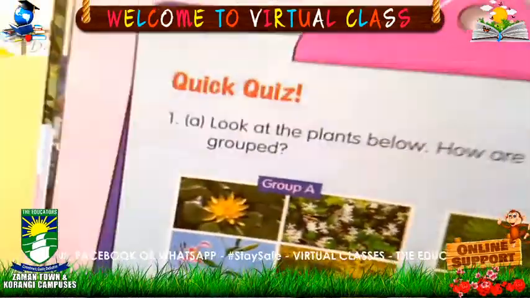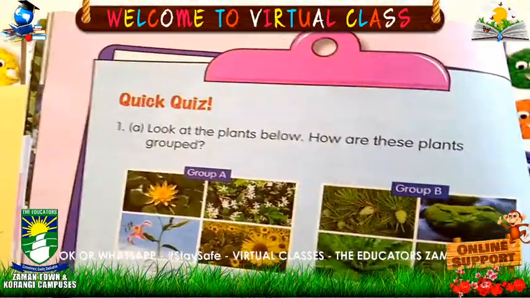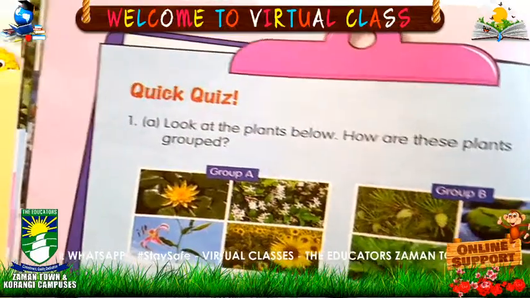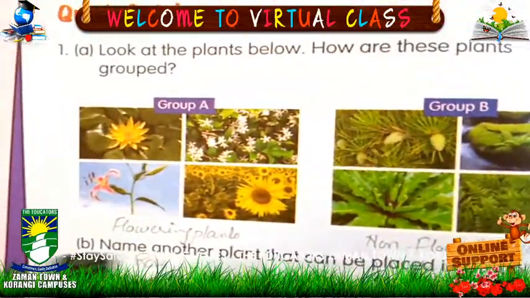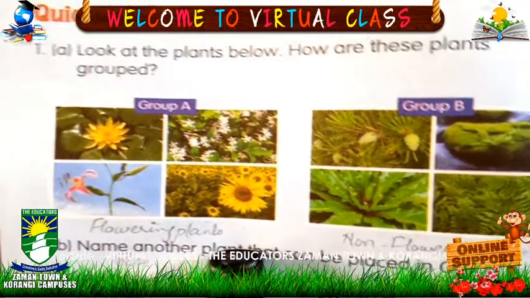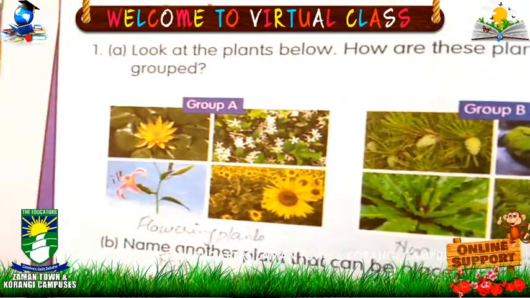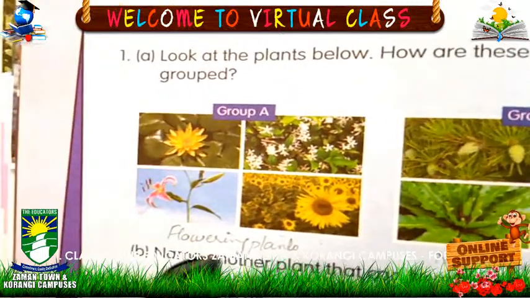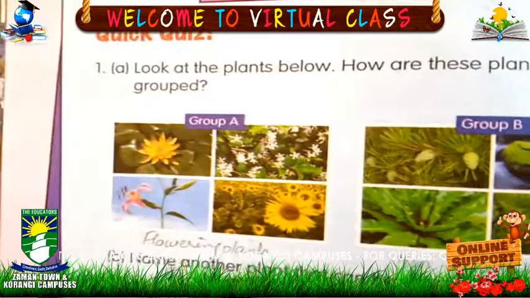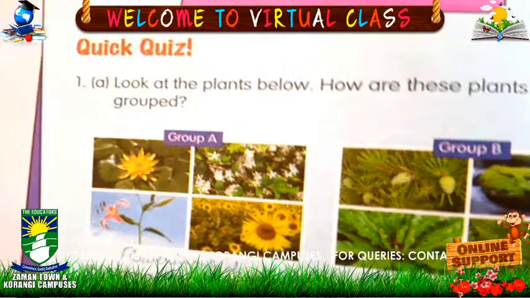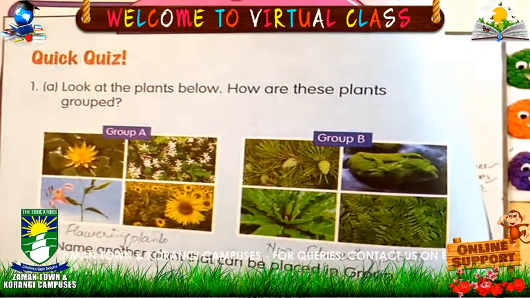We have learned non-flowering and flowering plants, and short and tall plants. So here we are saying that these are flowering plants. Write with your pencil here: flowering plants. All of you just write down flowering plants. F-L-O-W-E-R-I-N-G, flowering plants. P-L-A-N-T-S. Okay, done.